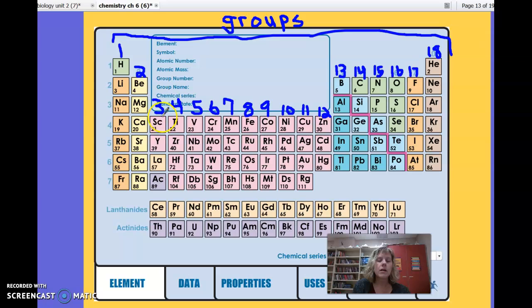And if I say element in period 6, group 1, we are talking about cesium. If I say element in group 10, period 4, that would be nickel, and so on and so forth.